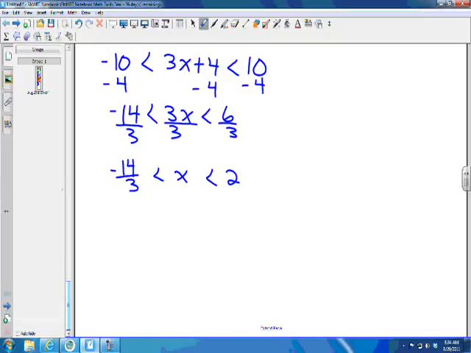And then we can do our quick sketch. What's 14 thirds? 4.6, so just put that out there. And 2 on this side. Are we open or closed? What? We're open on both. And where do we shade? In the middle. That's what it says. X is in between those two things. So that's where we would shade it.